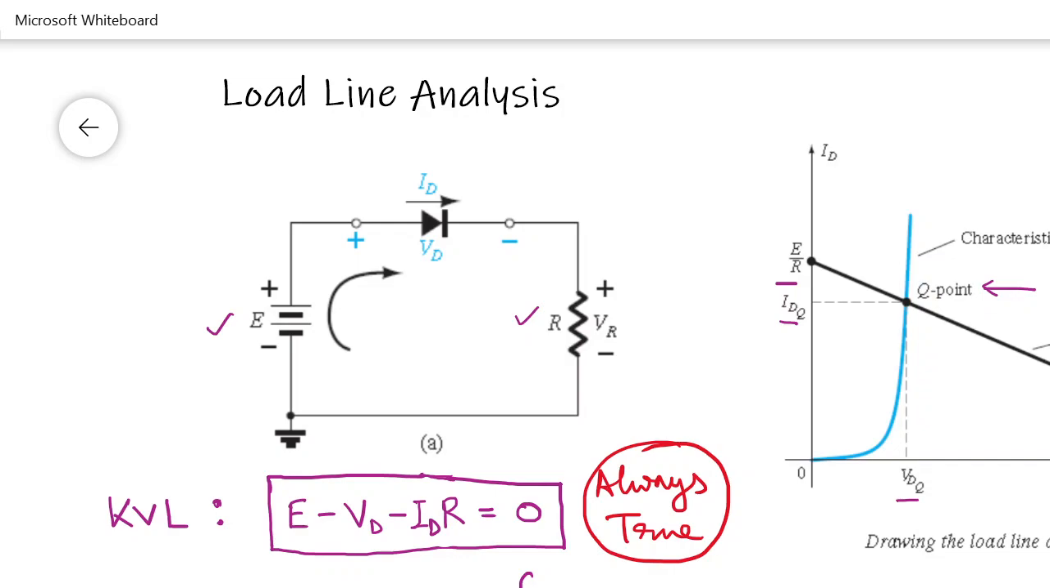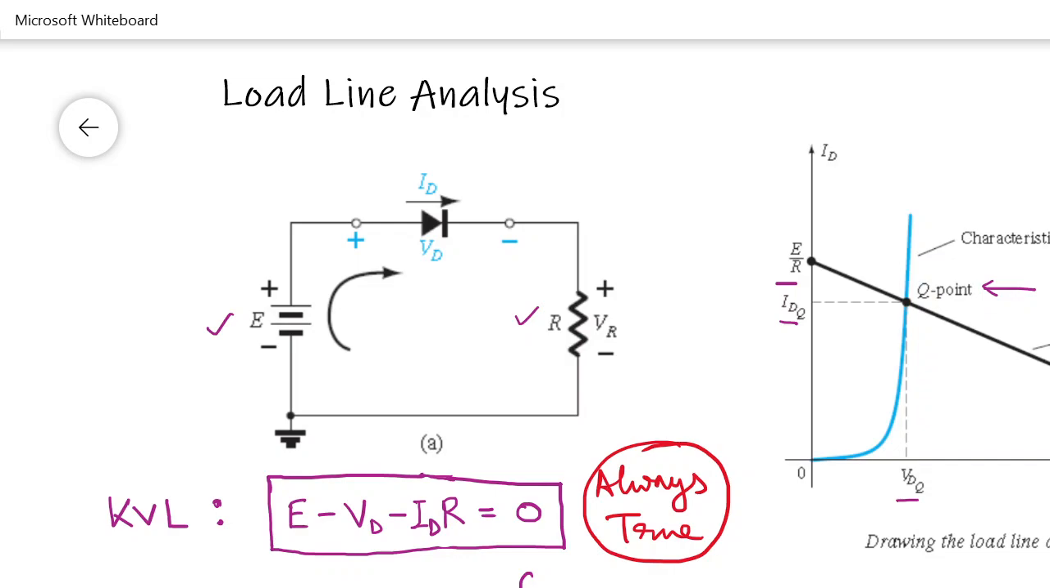Of course this has to be in scale, so you should be able to figure out from the plot, and then you would know the VD and the ID at the Q point. This is called VDQ and IDQ. Okay. So, this is the load line analysis.